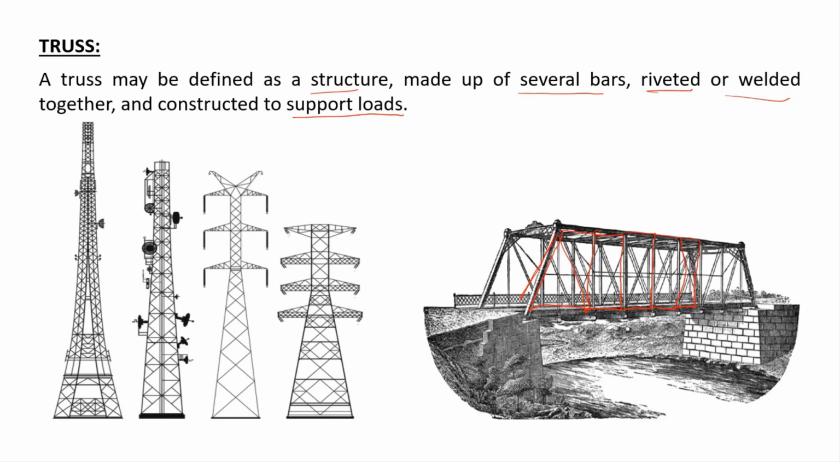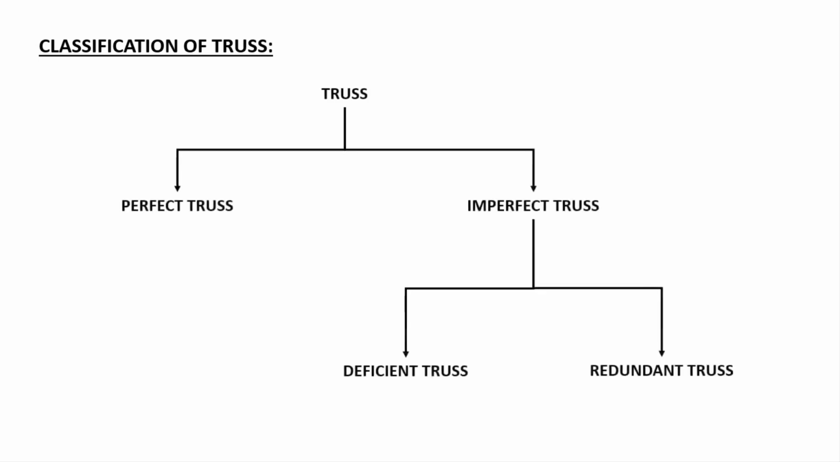There are various kinds of trusses which we come across, which we are going to study in the classification of truss. Trusses are classified according to their behavior upon loading. Generally, trusses are classified into two categories: perfect truss and imperfect truss. Imperfect trusses are further classified into deficient truss and redundant truss. So let's discuss these types of trusses one by one in detail.